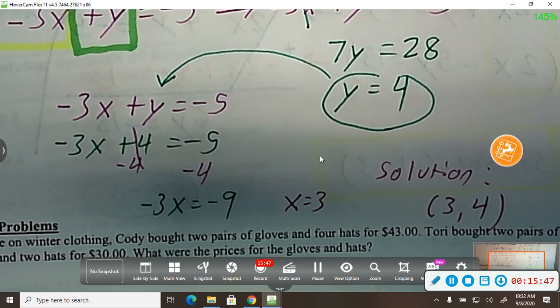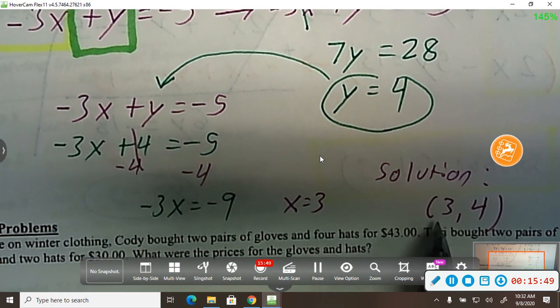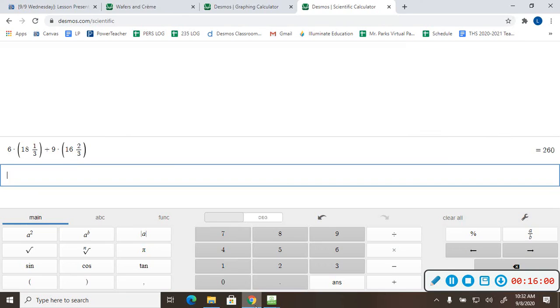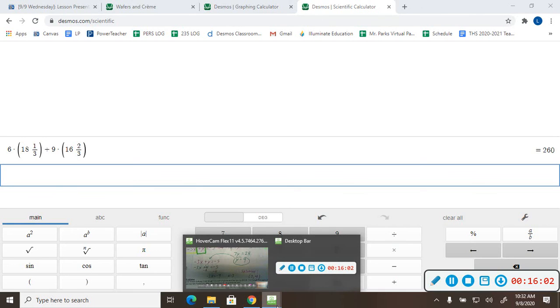Now when you're doing these, especially from the practice, it is not always a whole number, but I think the ones I assigned you are whole numbers. I hope that this helps with elimination. And what I would do from here would be the practice problems.